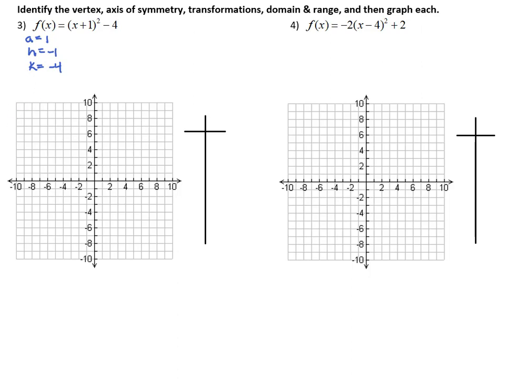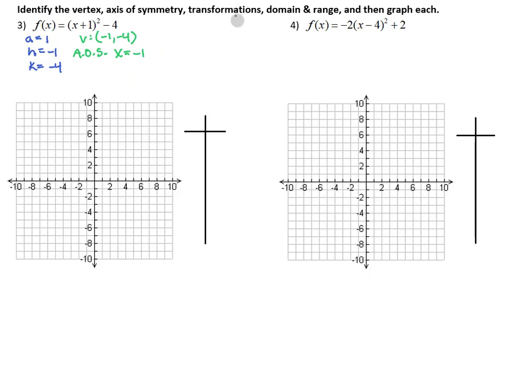So my vertex is located at the coordinates H, K. That's the X and Y coordinate of my vertex. Okay, so that's going to be the highest or lowest point on my graph. So we've got the vertex there. Next, let's find the axis of symmetry. So the axis of symmetry is the equation X equals H, which in this case is the X coordinate of our vertex, negative 1.